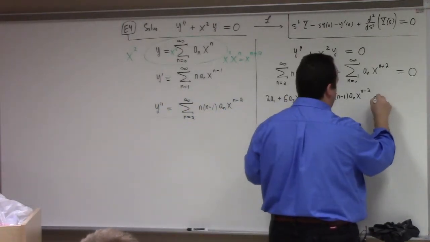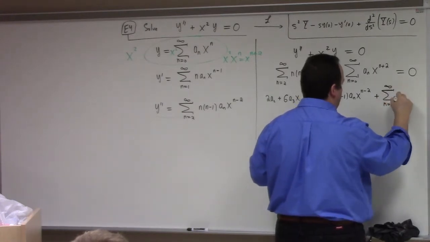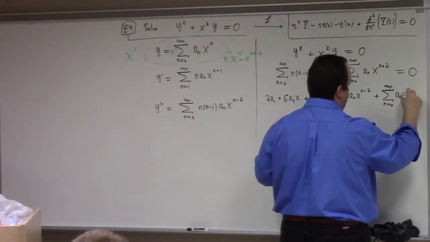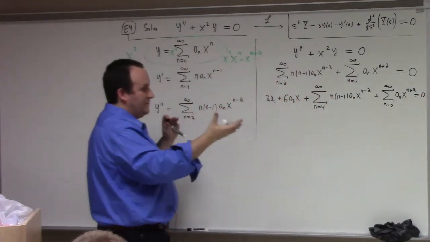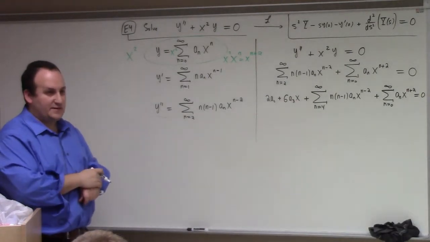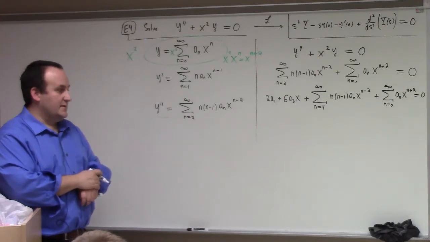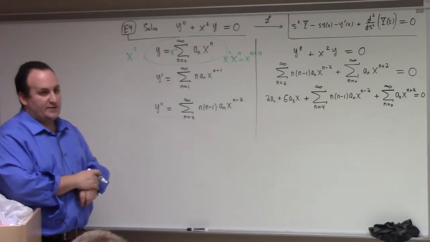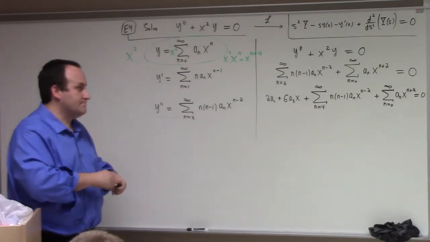And then I still have plus the sum n equals 0 to infinity of a sub n, x to the n plus 2. Now at least both of these sums are starting at the same order. They're still indexed differently, but they both start at order 2, right? n equals 4 gives me an x squared, and n equals 0 gives me an x squared on the other one. So what I usually do at this point is I make a substitution.